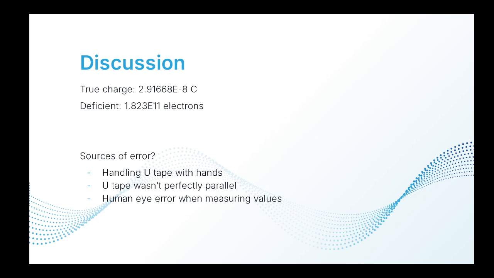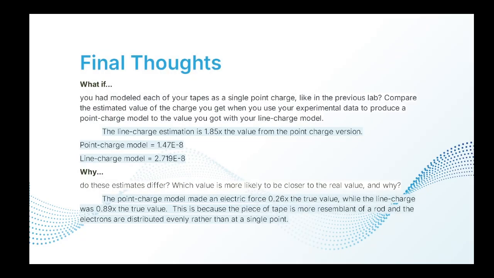So maybe some sources of error were that we were handling the tape with our hands, so some electrons moved around and transferred. Also, we definitely did not use the tape in a perfectly parallel fashion. That's just impossible with humans. And then also, of course, human eye error when we were measuring each value.